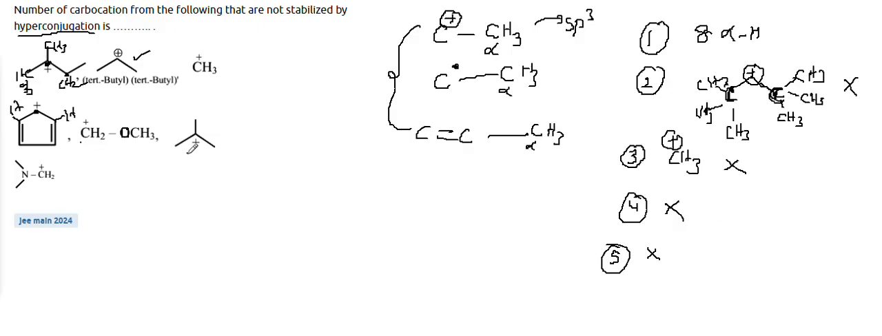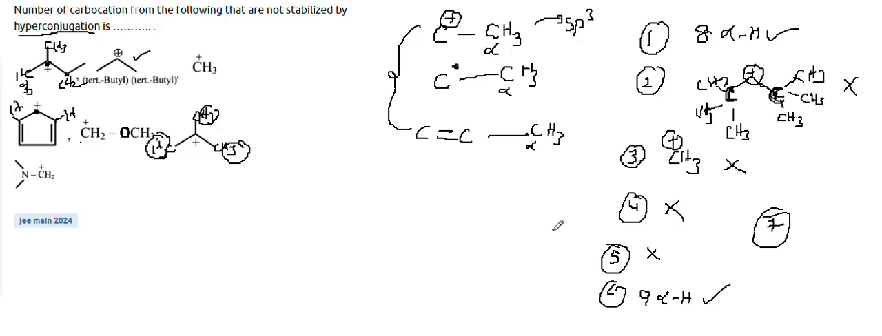Okay, then the sixth one, this is the carbocation. Here CH3, here CH3, here CH3. How many alpha hydrogens? 9 alpha hydrogens are present. The sixth one contains 9 alpha hydrogens. It shows hyperconjugation. Then the last one, the seventh one. See here, this is the carbocation, but there is no alpha carbon, so it also does not show hyperconjugation.